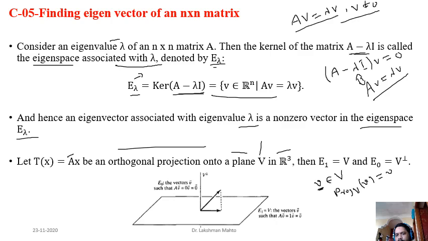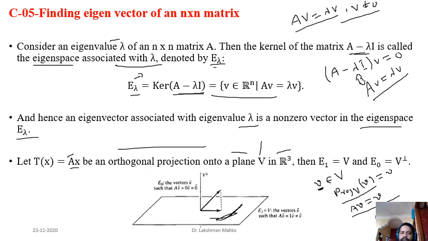That means this one is defined as A times v. So A times v equal to v, if you are taking any vector from V. That's why we are saying that any vector in this plane V is serving as an eigenvector for this orthogonal projection. And what is the corresponding eigenvalue? The eigenvalue is 1. So the first eigenvalue is lambda 1 equal to 1.